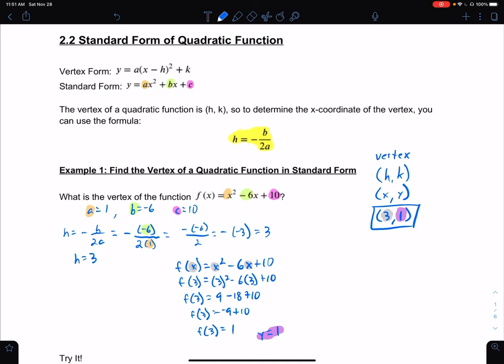You're going to use the formula that h equals negative b over 2a. That'll determine your x-coordinate. All right, remember h is x. And then once you know that, you can then plug that number back into the standard form equation, the one that's given to you, to find the y-coordinate for your vertex.